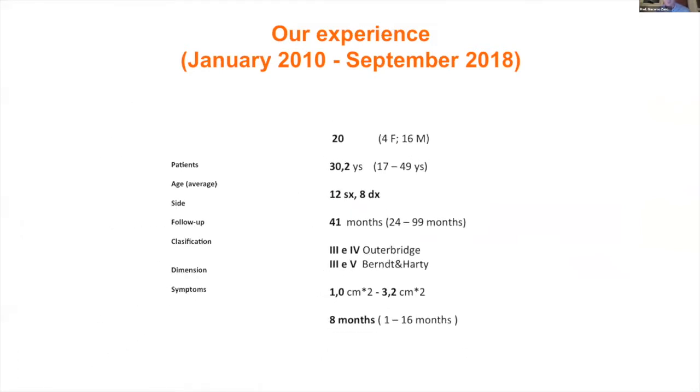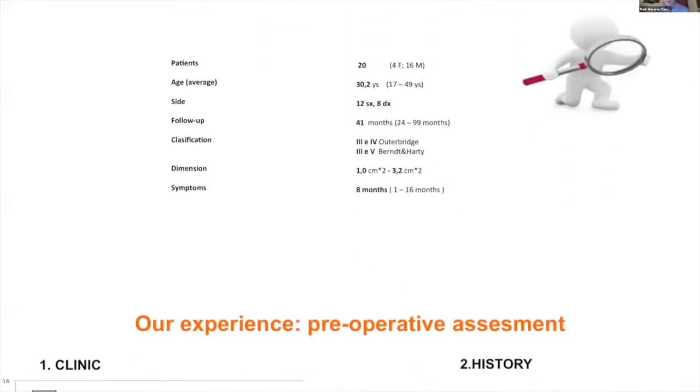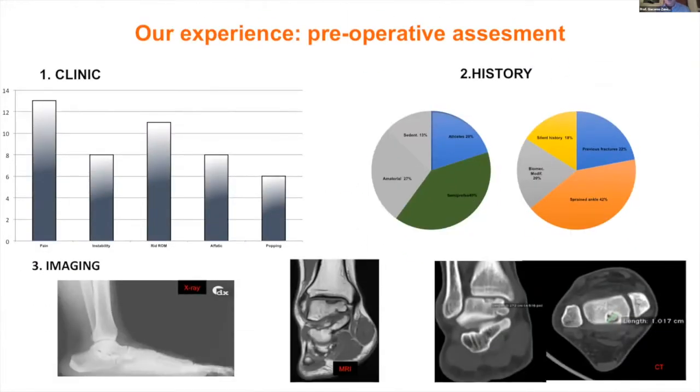This is our experience for the preoperative assessment, you see that patients complained with pain, generally speaking. Some of them had instability. What was very important, quite as much as the pain, was the reduction of the ROM. You see that from the history, there were some semi-professional athletes, and amateur athletes were most of them, while most of them had a previous history of ankle sprain.